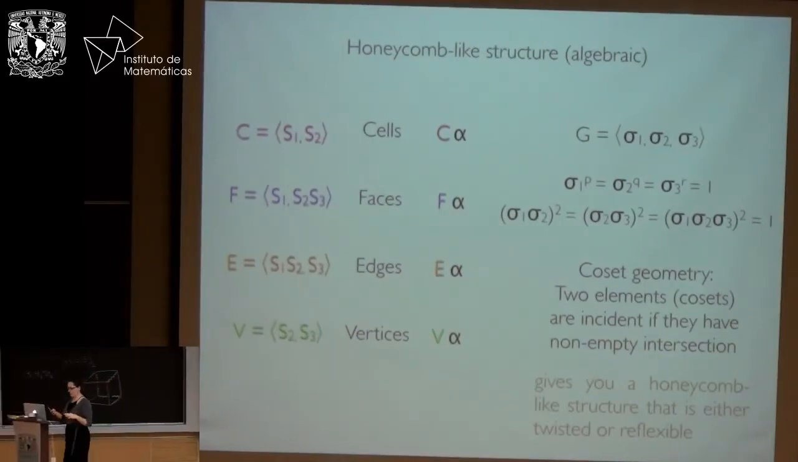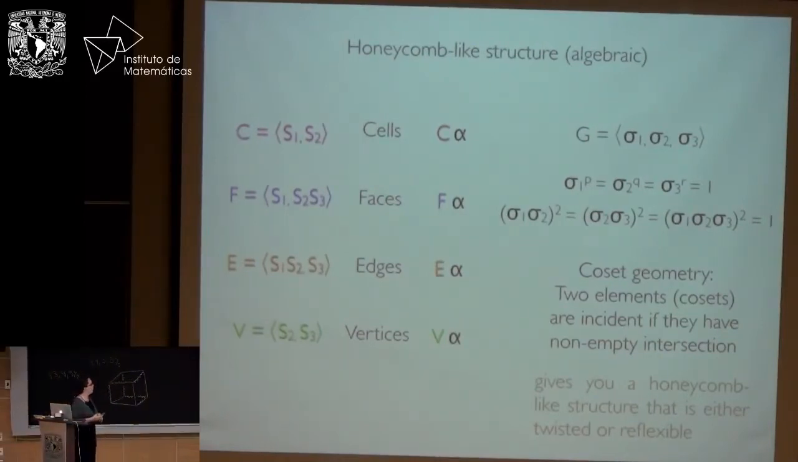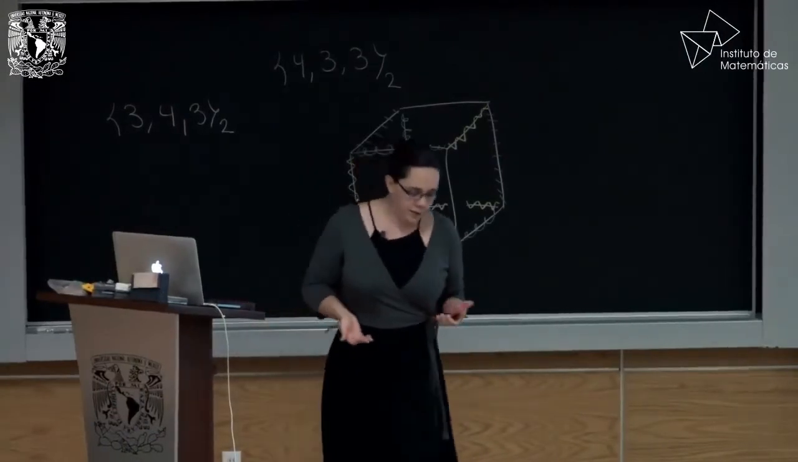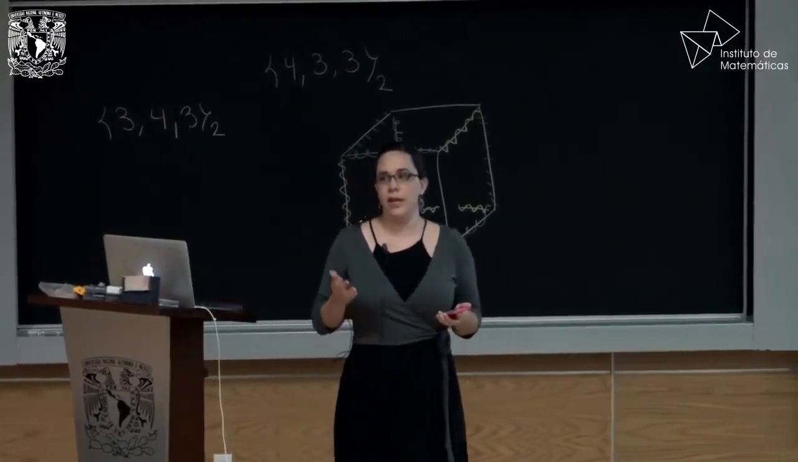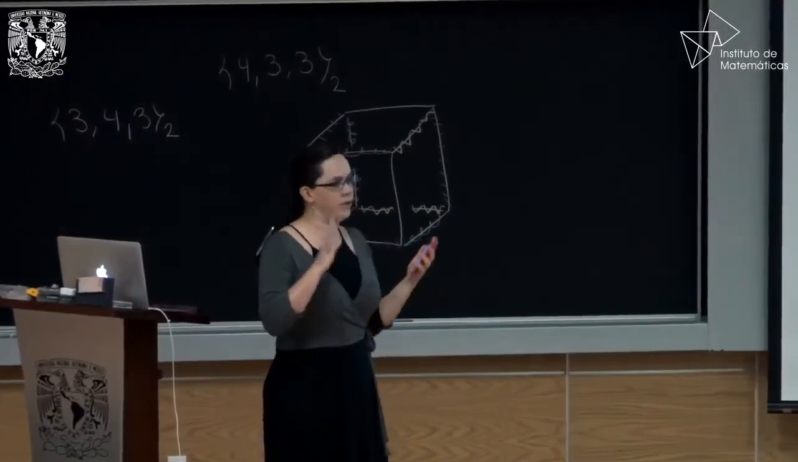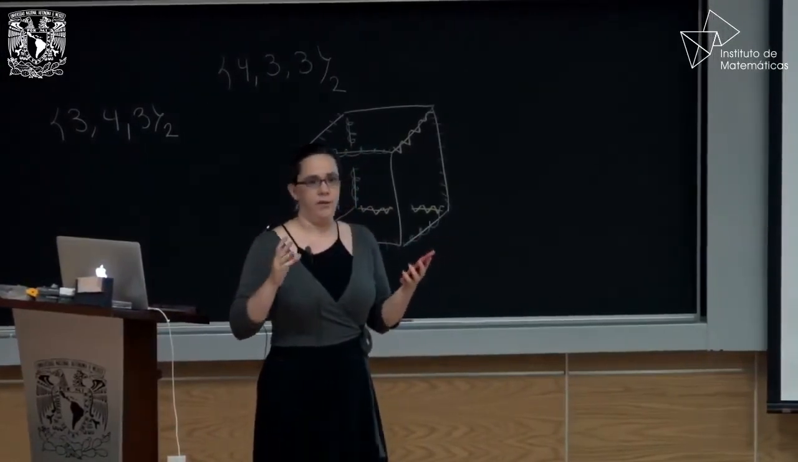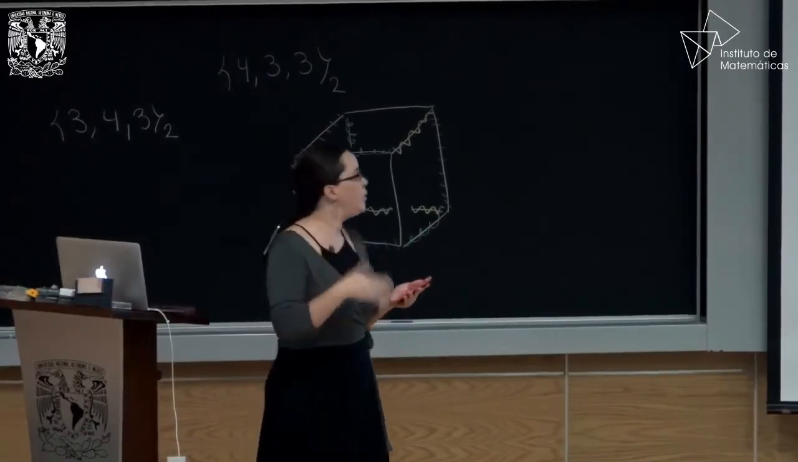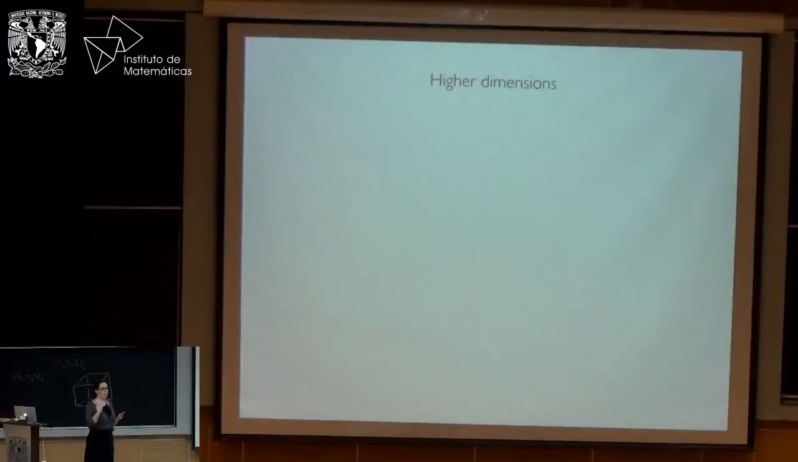So it's nice. So now I would want to go to higher dimensions. So how can we generalize this in higher dimensions? Well, the first thing that we could do is to take tessellations of the sphere or of the plane or of the hyperbolic spaces in higher dimensions, and then try to quotient by Petrie paths to try to obtain twisted things.